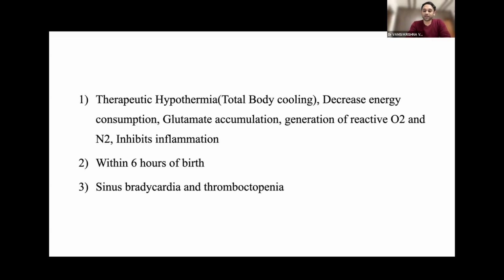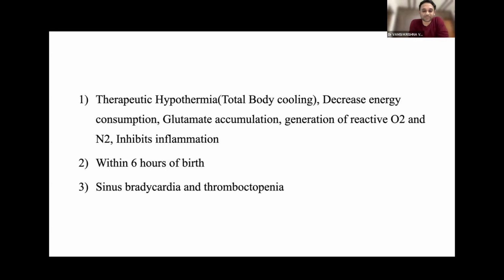After around 4 to 6 hours of life, when the blood circulation is re-established, more blood goes to the brain and reperfusion injury happens. Then there will be more reactive oxygen species generation and more glutamate accumulation, which increases calcium entry, activation of caspases, and mitochondrial damage, which leads to more necrosis. So that is why we need to treat these babies within the first 6 hours.